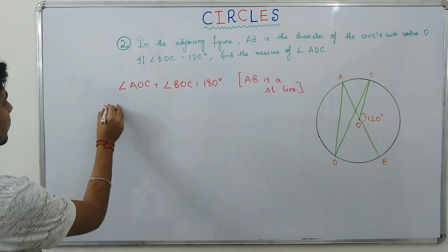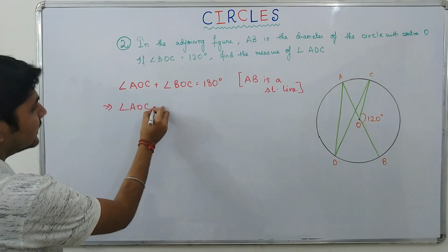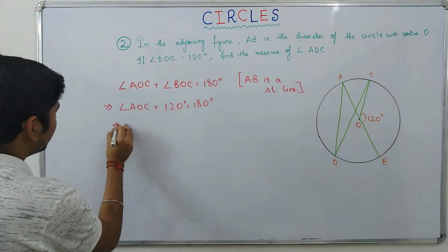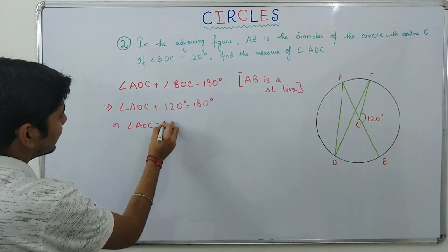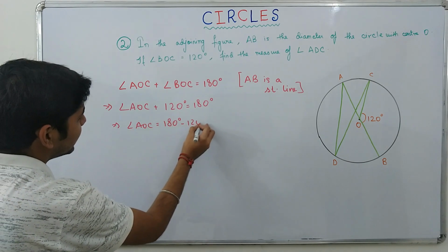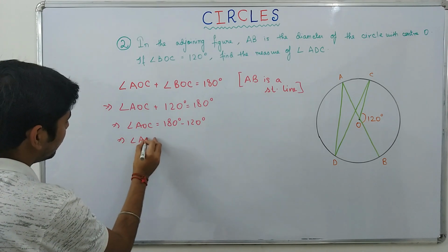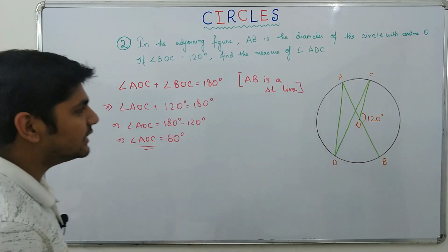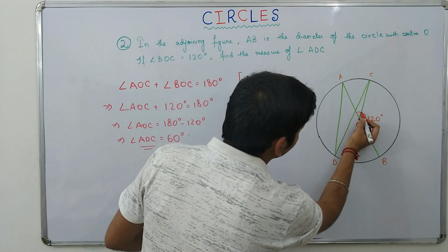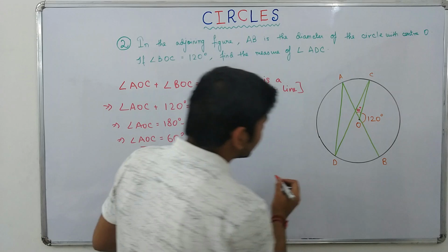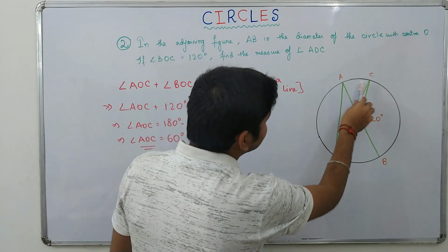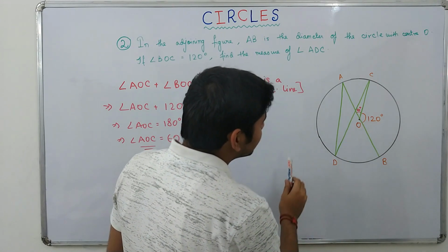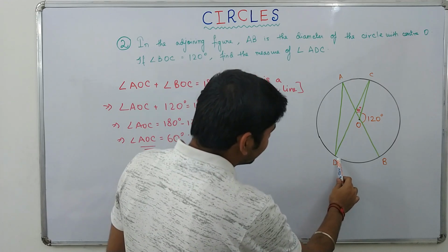Okay. Therefore angle AOC plus 120 degree is equal to 180 degree. Therefore angle AOC is equal to 180 degree minus 120 degree. Therefore angle AOC is equal to 60 degree. So we get angle AOC is equal to 60 degree. So this over here is 60 degree. Now we can see that AC is an arc. It subtends an angle on the center O and it subtends an angle on the circumference at D.